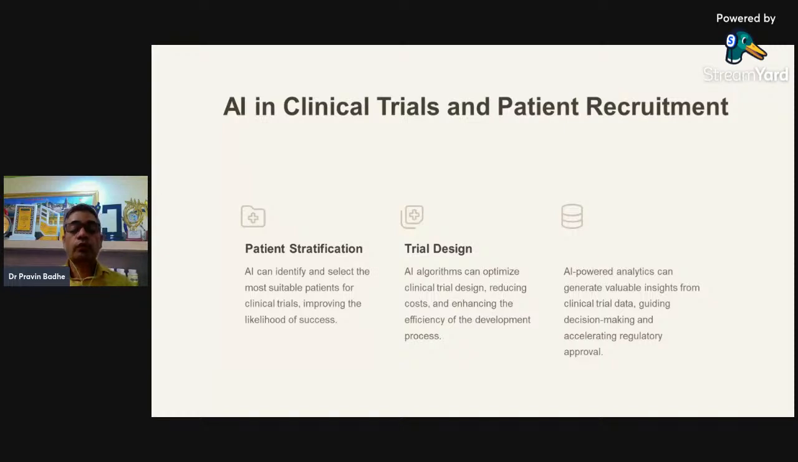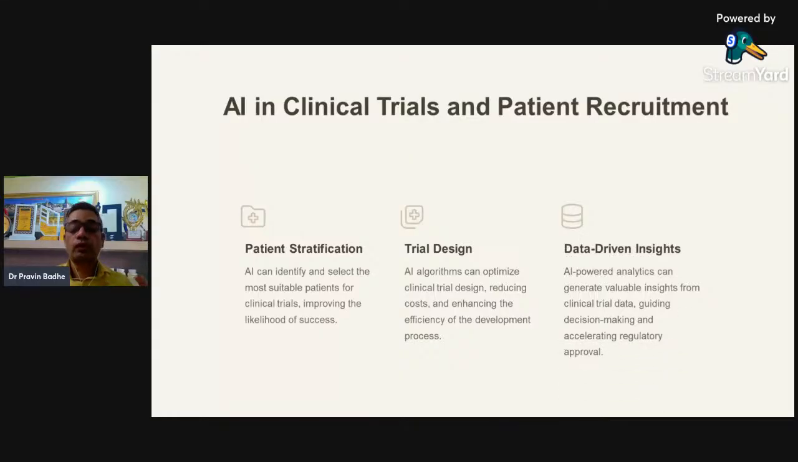And due to that, what is going to happen? There will be a reduction in the cost, and simultaneously there will be an enhancement in the efficacy of the development. But again, as I told you, AI powered clinical trial is still something people are in the initial stages of understanding.